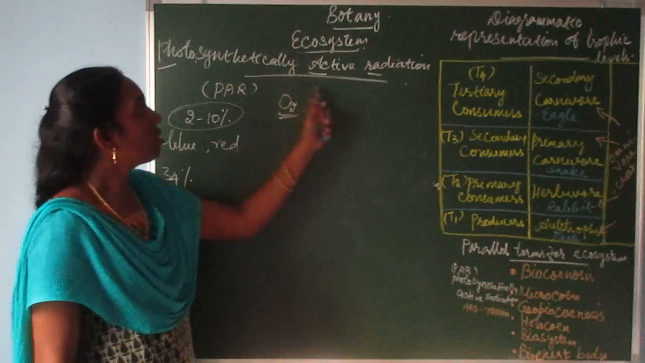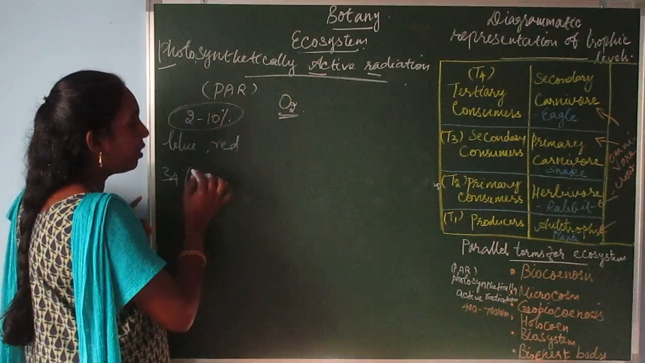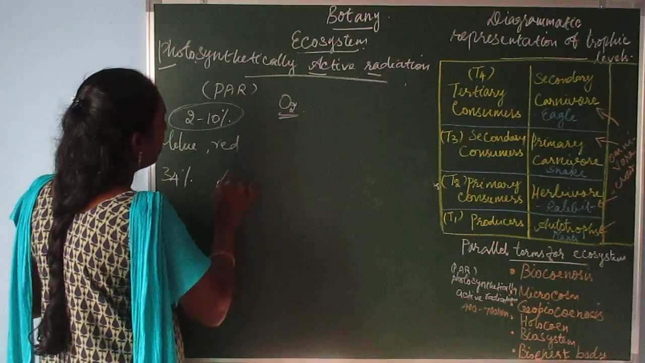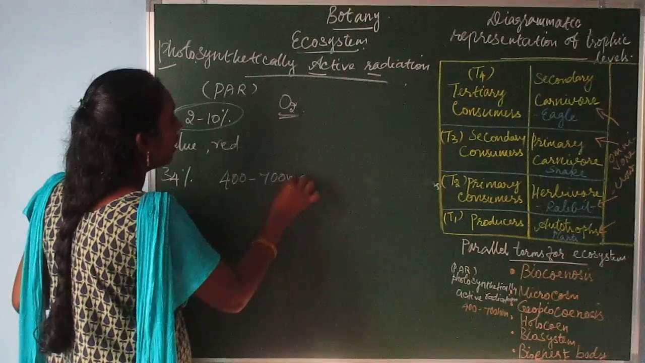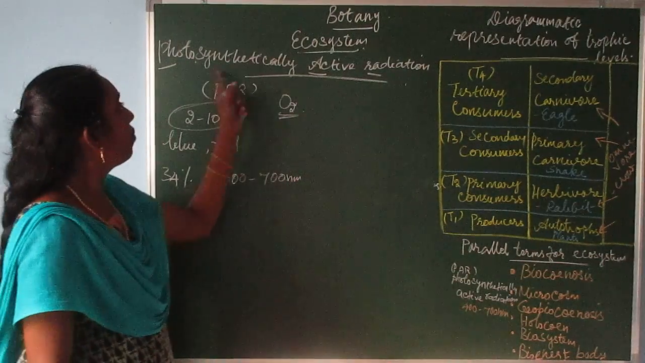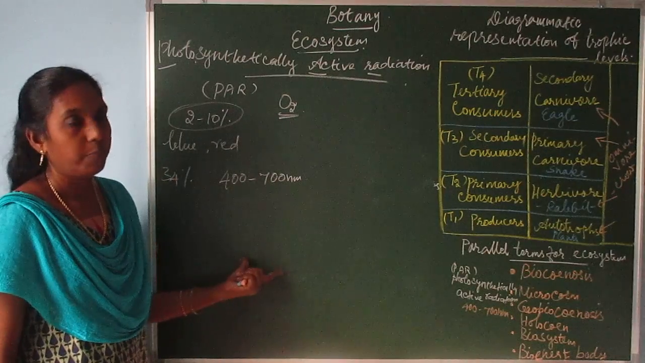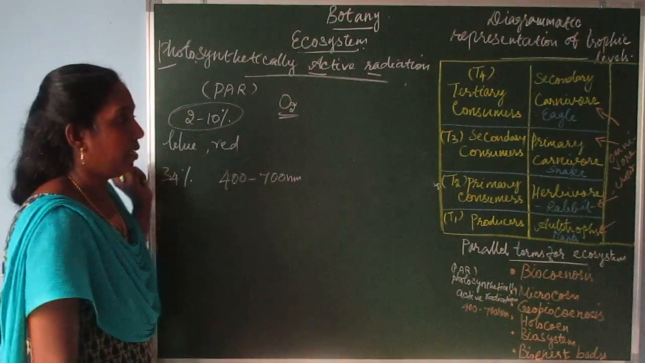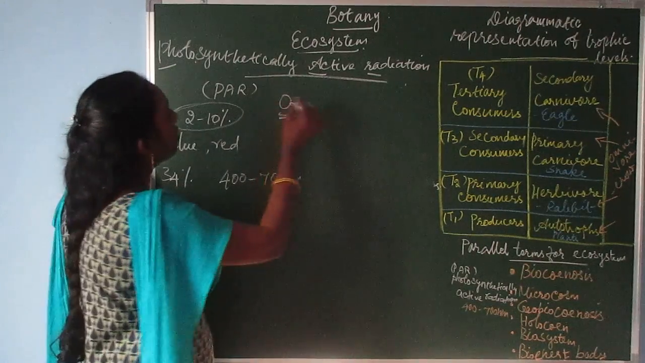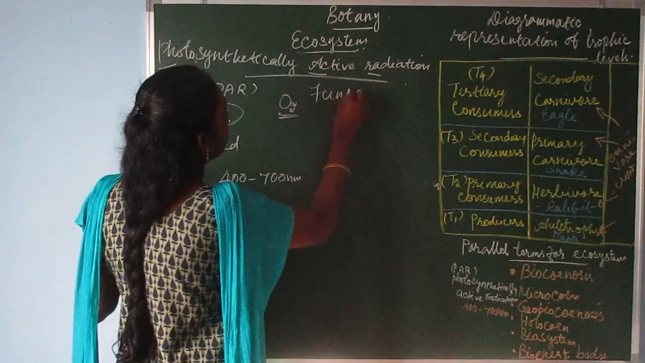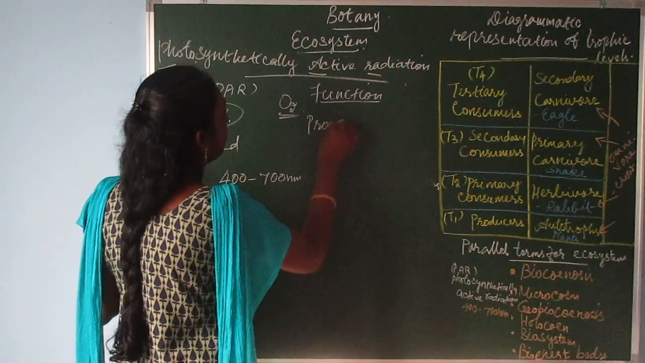Photosynthetically active radiation is 400 to 700 nanometer. The plants use photosynthetically active radiation, which is important. Now, the productivity of an ecosystem. Among the functions of the ecosystem, the main function is productivity.